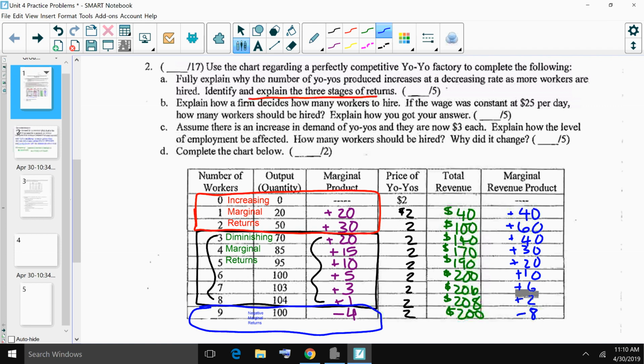Okay, and then our MRP follows the same path. You can see for our negative marginal returns, our MRP is negative. For our diminishing marginal returns, our marginal RP is going down. And for our increasing marginal returns, our MRP is going up. Okay? So that's the 3 stages of returns. That's 2A.